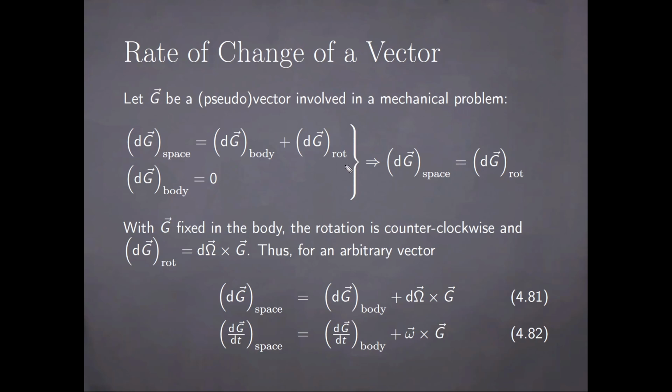And then the idea is that if we have a reference frame, which we'll call the space frame, attached to the laboratory and another coordinate system attached to a rigid body, then a differential change in the vector G in the space coordinate system can be decomposed in a differential change in the vector with respect to the body set of axes plus the differential change in the body set of axes themselves as they rotate in the laboratory system.